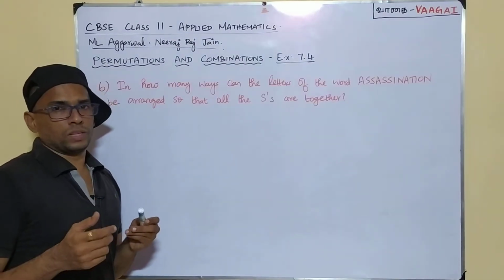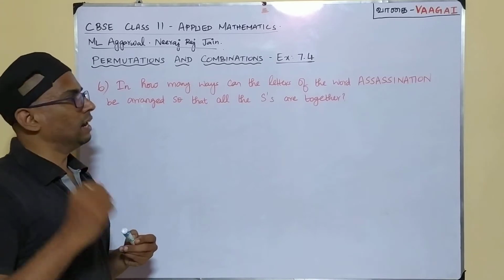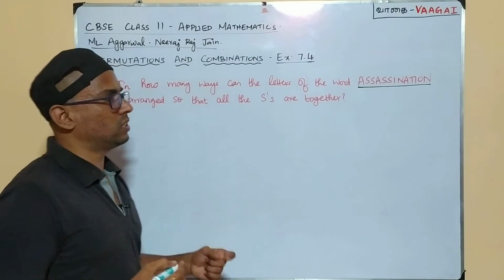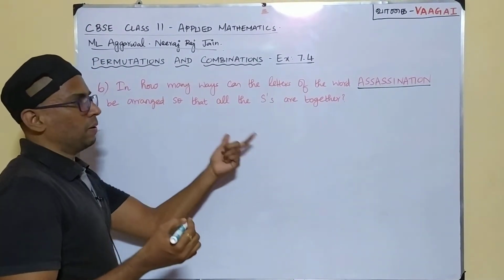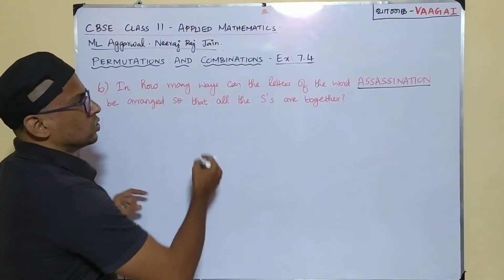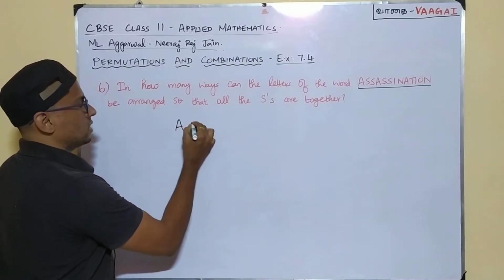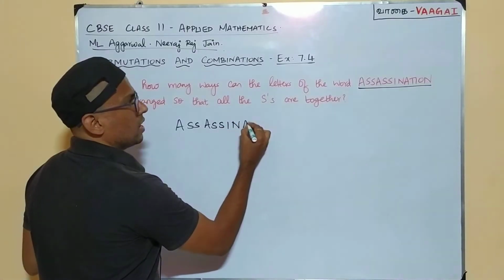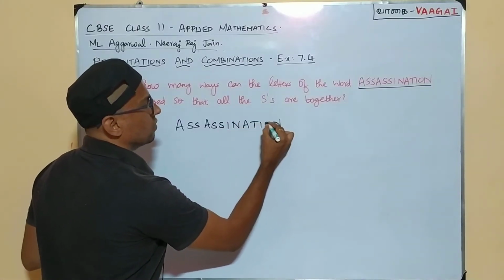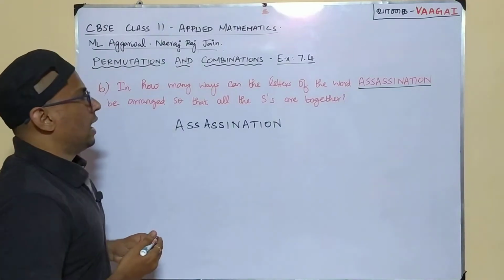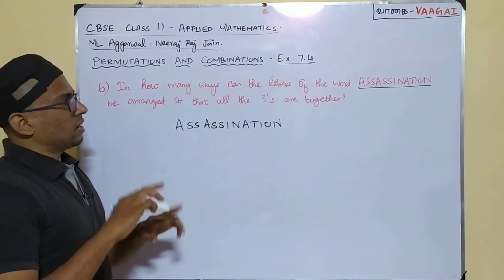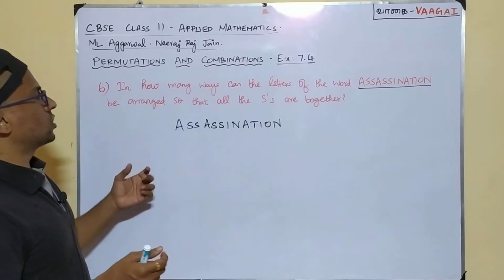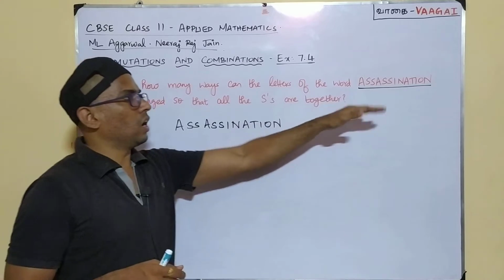Next we have question number 6 with us. Here, in how many ways can the letters of the word assassination be arranged? So our given word is assassination. I think it will be better if you just write the word. So we'll write it once again, ASSASSINATION. Of course, a very long word we have here. In how many ways can we arrange the letters so that all the S's are together?